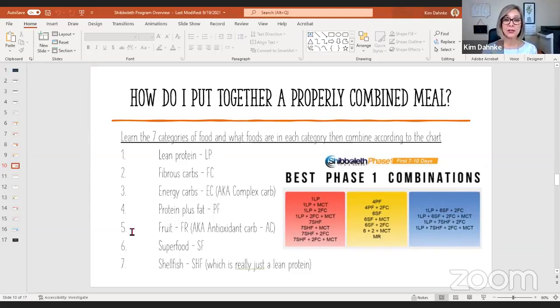Now, when I started talking earlier about the 2 modes, weight loss mode or maintenance mode, I said there was 3 differences between the 2 modes. One is how you eat fruit. So when you are in weight loss mode, fruit must be combined with a lean protein and a fibrous carb. And when I say it must be combined with a lean protein and a fibrous carb, your lean protein can come from category 1 or category 7 because they're both lean proteins. But once you get to maintenance, you can have a piece of fruit as a snack by itself.